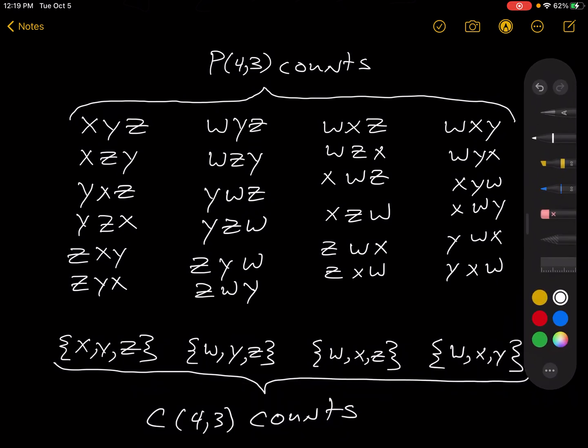And now here at the bottom, we have all of the 3-element subsets of the set W, X, Y, Z. As you can see, there are many more permutations of length 3 chosen from this alphabet than there are 3-element subsets of this alphabet, W, X, Y, and Z. Let's think about, first of all, why there are more. Well, the reason is that in permutations, order matters. So what does that mean?